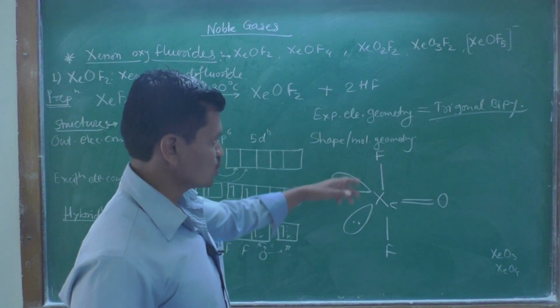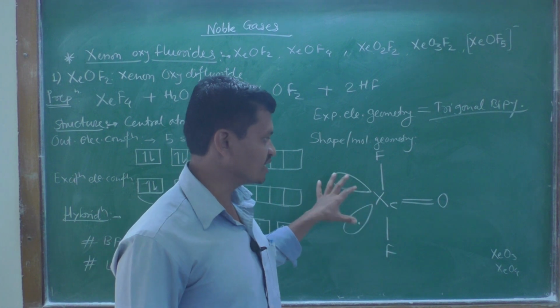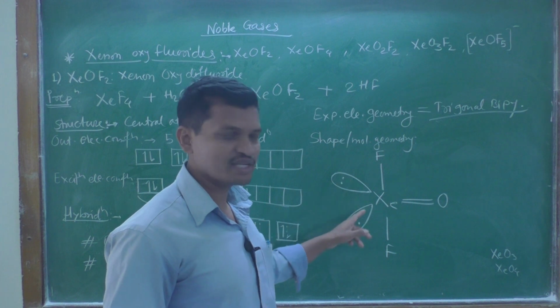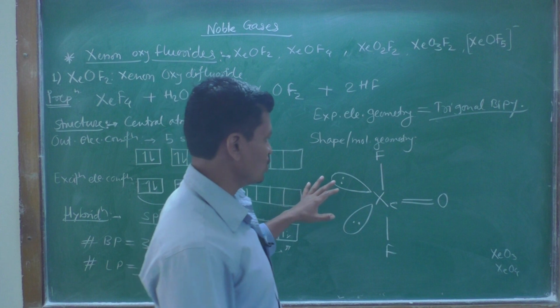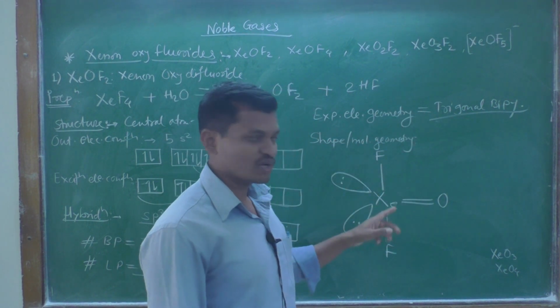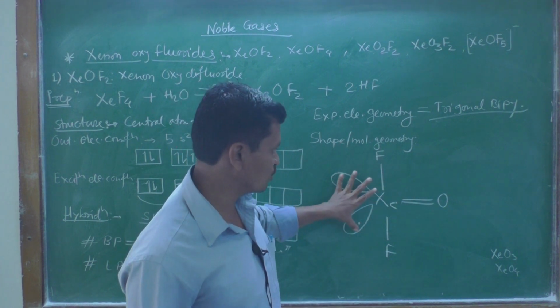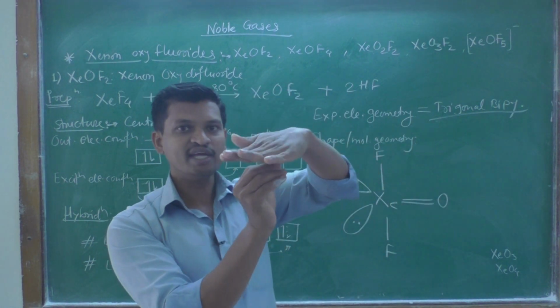So the axial positions are occupied by the 2 fluorine atoms, and the triangular base is occupied by 2 lone pairs and one corner is occupied by the oxygen atom. So this is known as trigonal bipyramidal, 1 2 3 4 5. But for the actual shape of the molecule, we are neglecting these lone pairs, so it looks like a T shape.